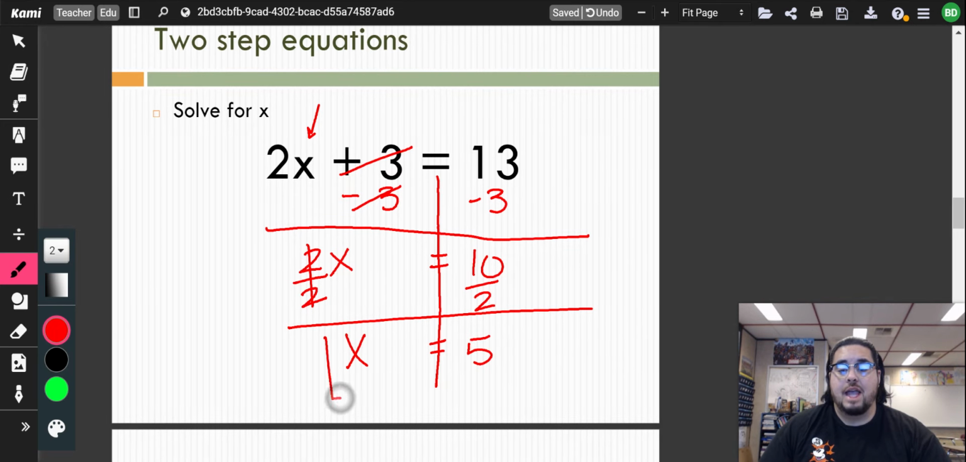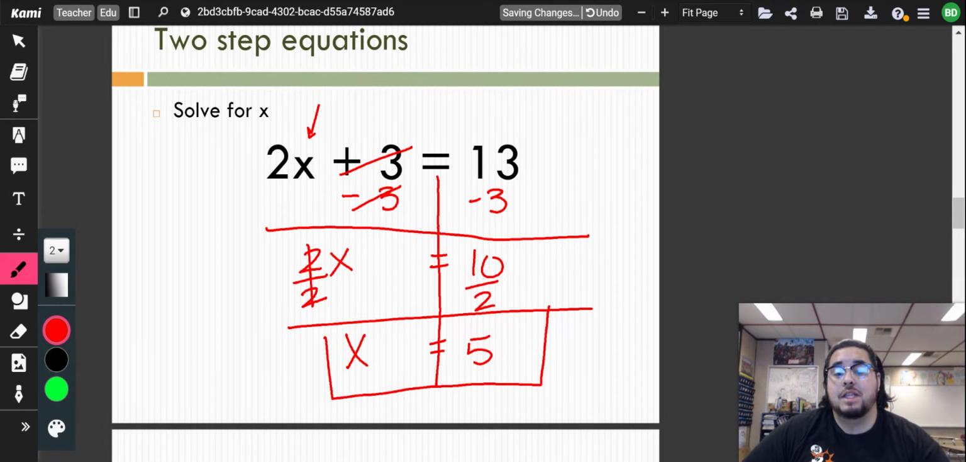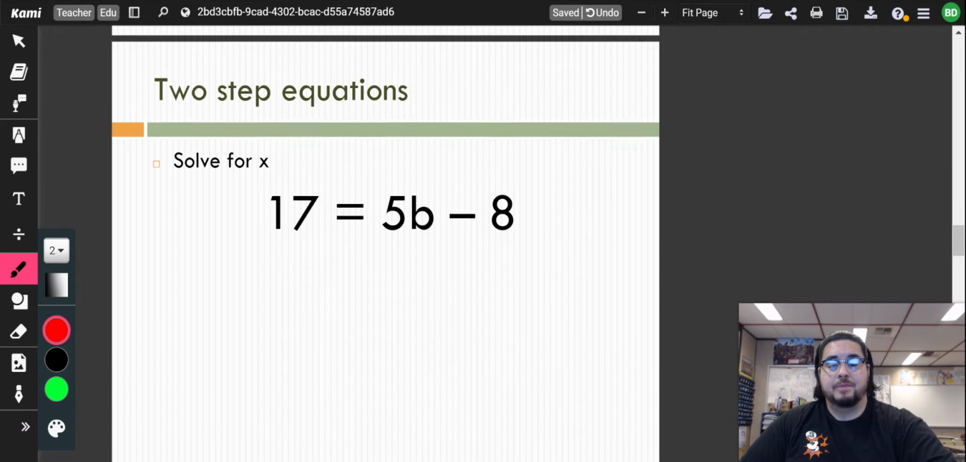Now, again, we have our value for x. To check my work, if I wanted to, I could take that 5 and plug it back into the original equation. 2 times 5 is 10, plus 3 does equal 13. So we know we did this problem correctly. Okay, let's look at another example like this.